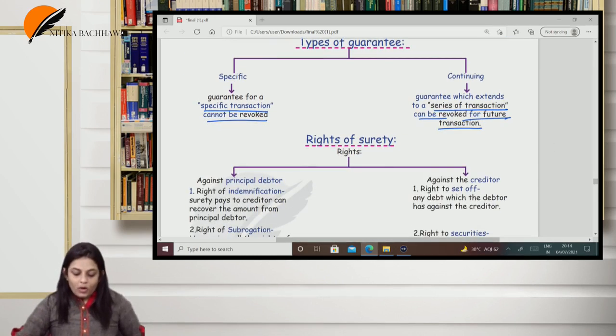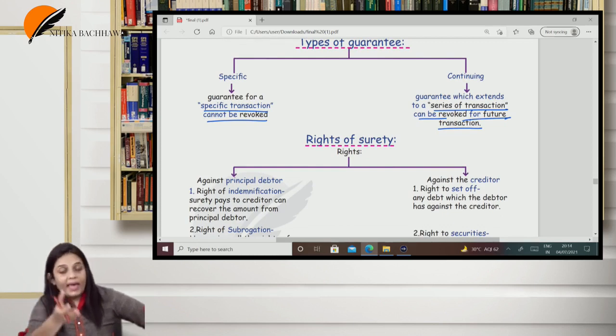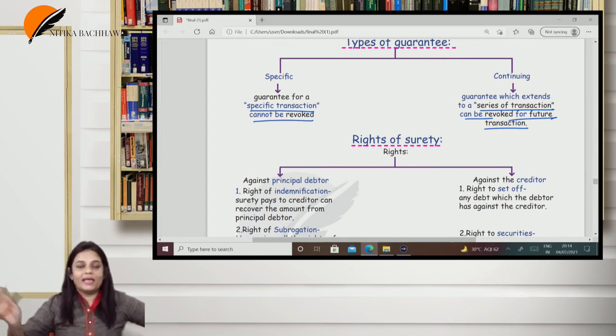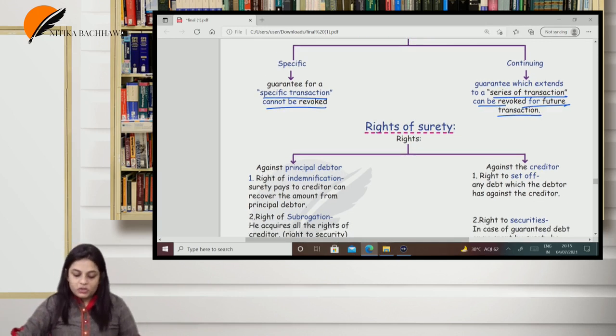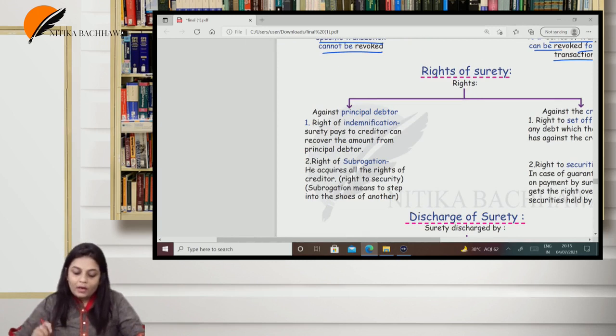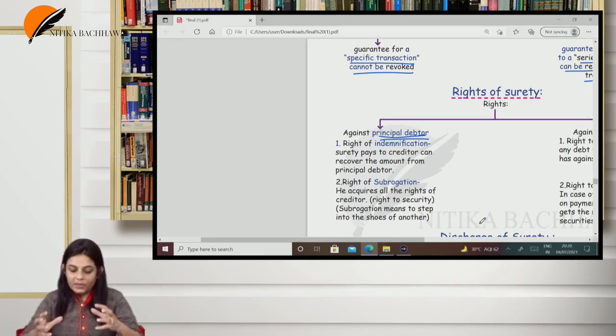Now, what are the rights of the surety? The surety shall have rights against the principal debtor as well as against the creditor. He also has rights against his co-sureties. Anyway, we will talk about that later. First of all, what are the rights of the surety against the principal debtor? You remember who the principal debtor is, the one on whose behalf he had given the guarantee, right? So, what are the rights against this principal debtor?